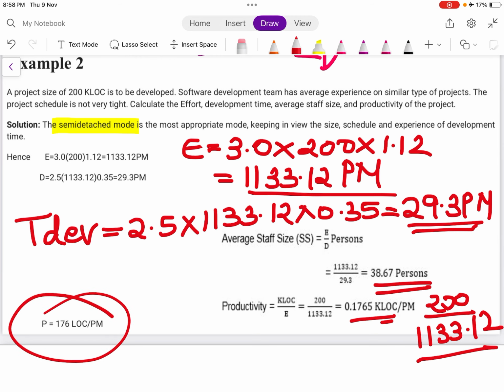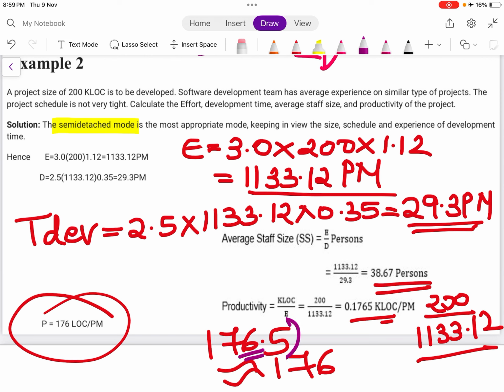You have to convert KLOC into LOC, so you multiply this by 1000. That gives 176.5. We wrote that as approximately 176. You can write it as 177 also, but we write it as 176.